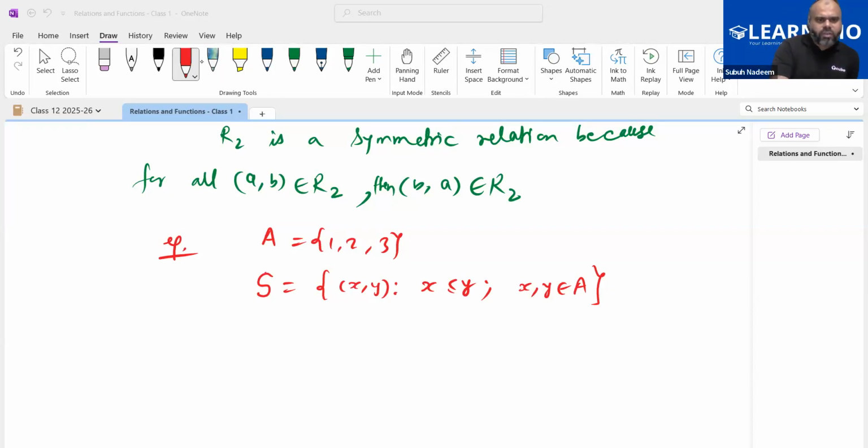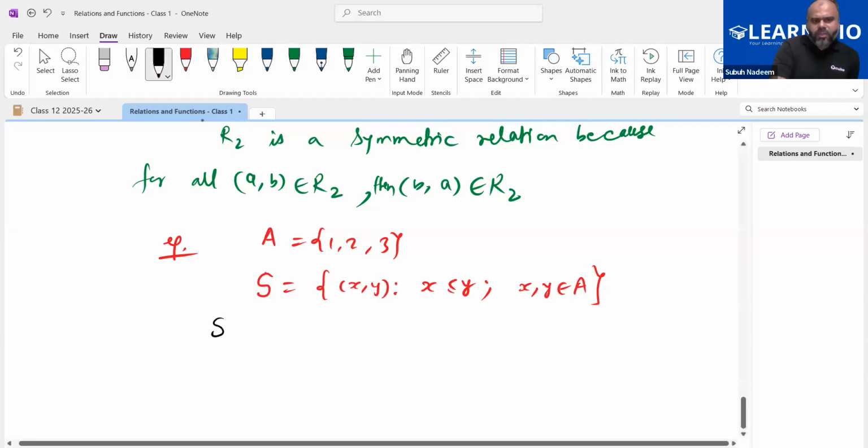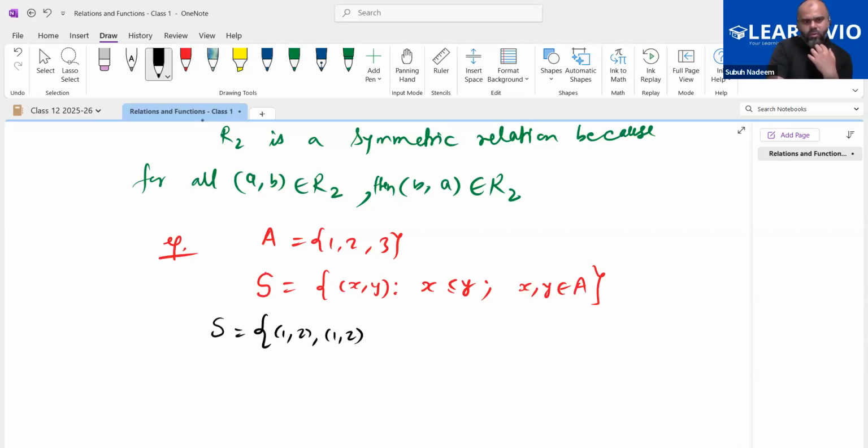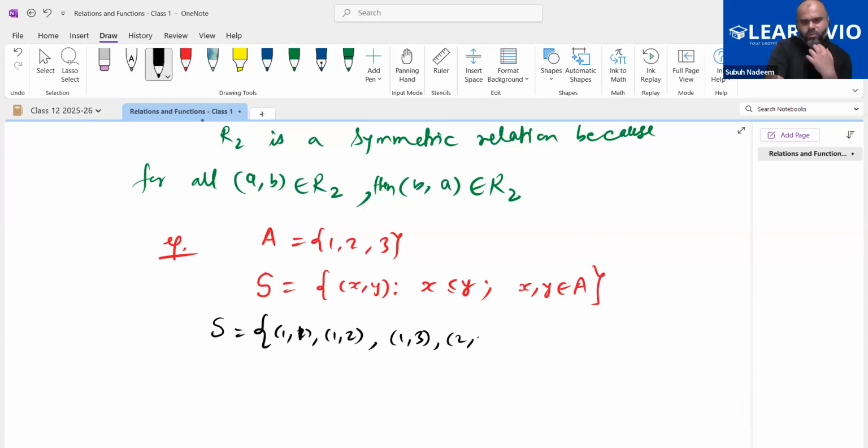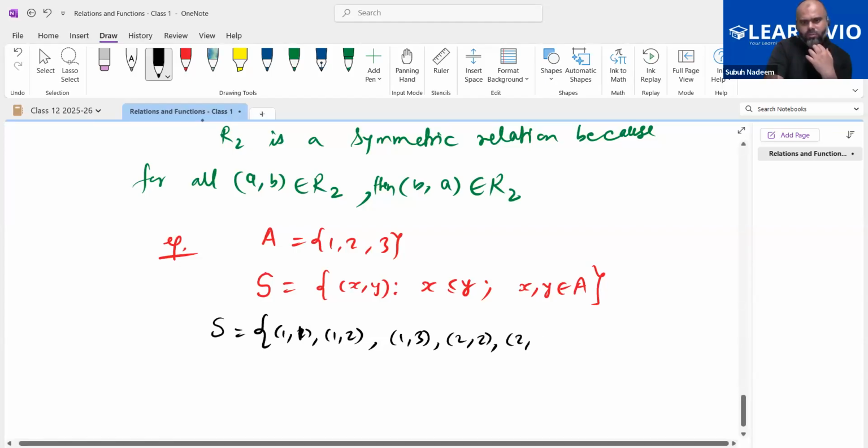So Ali, can you first tell the elements which will be there in S? 1 comma 1, 1 comma 2, 1 comma 3, 2 comma 2, 2 comma 3, 3 comma 3. Okay, so reflexive it is there. We have already checked earlier. 1 comma 1 is there, 2 comma 2 is there, 3 comma 3. Now the question is whether it is symmetric or not. Can you tell whether it is symmetric?